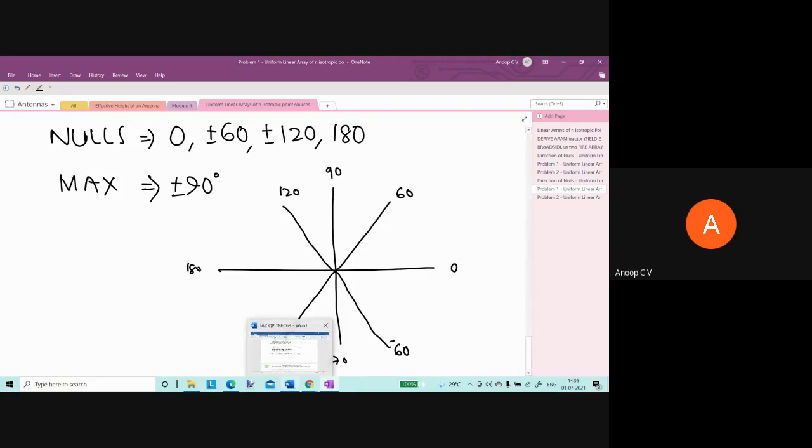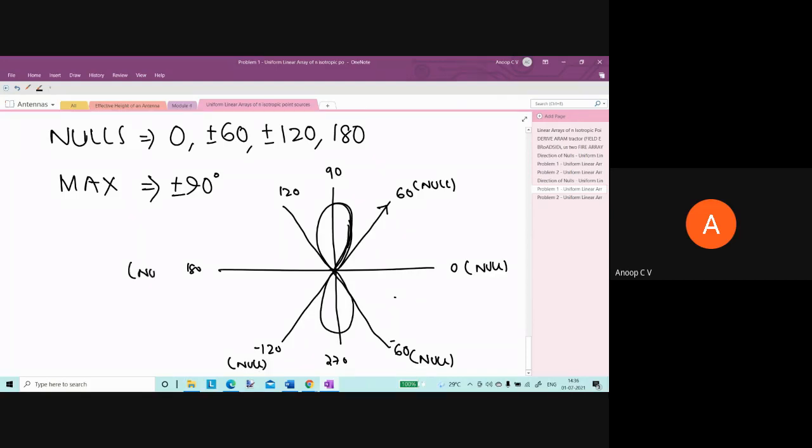Now we have maxima along 90 degree. Maxima is along actually what? 90 degree and 270 degree, right? And we have nulls along 60, right? In this direction we have null. In this direction we have null, and in this direction also we have null.